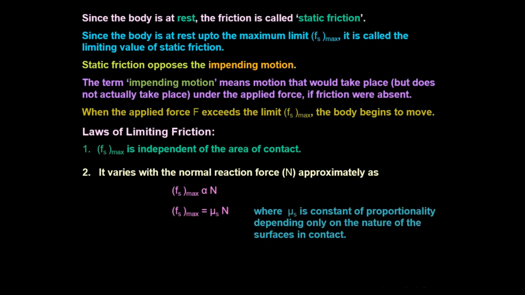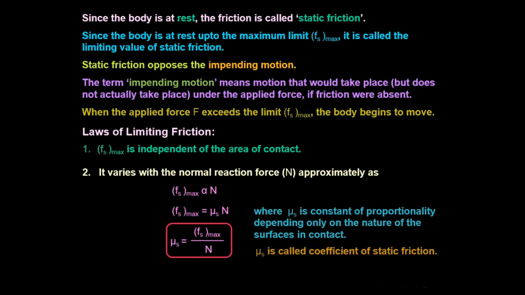You can see that this can also be called the proportionality constant. So the coefficient of static friction, or the proportionality constant in static friction, is given by mu s equals Fs max, that is the force of friction, over the normal reaction force N. So the law of static friction may also be written as: static friction is less than or equal to the coefficient of static friction times the normal reaction force.